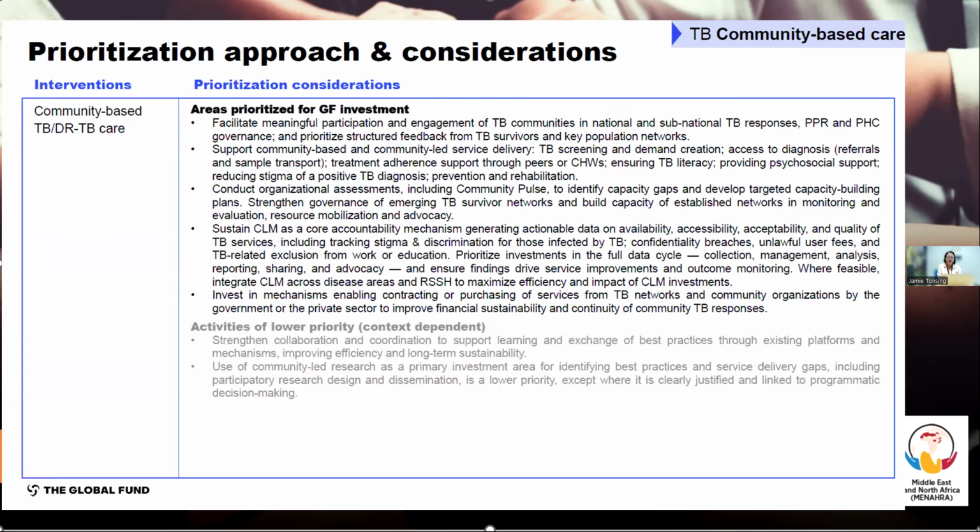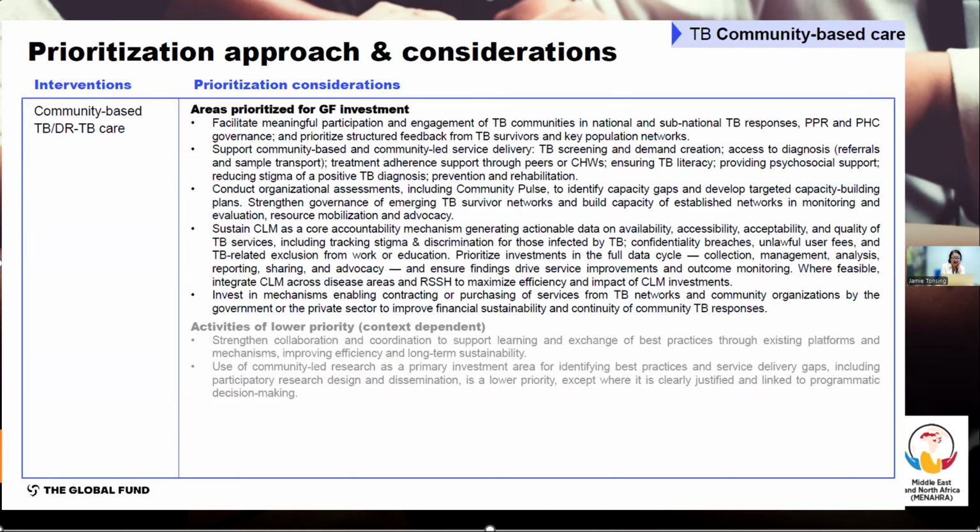Okay, so I pulled out from the GC8 TB prioritization guidance two slides that are related. One is on TB community-based care that I present here. This is as it is on the website. This falls under the intervention community-based TB care, and as I said, there are activities that are prioritized, shown in the dark black, and in gray are the activities of lower priority.